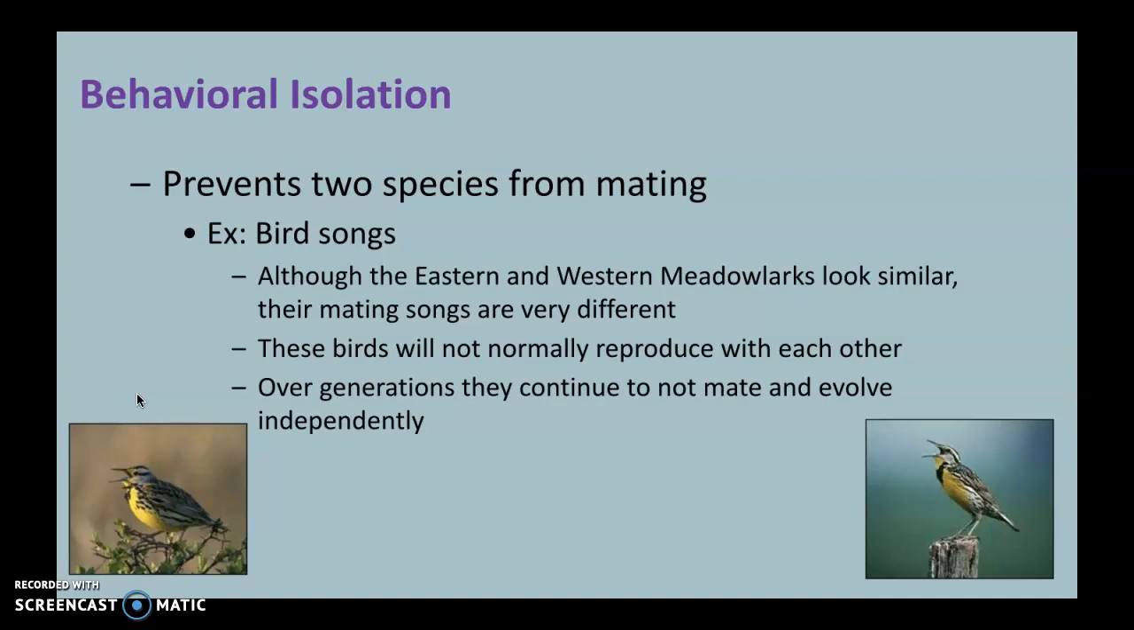Again, if you're separating yourself long enough and you start to have your own communication style, the chances of you breeding with somebody who has a different type of communication style are going to be very minimal. So although the eastern and the western meadowlarks look similar, their mating songs are very different. These birds won't normally reproduce with each other. So over generations, they continue to not mate, and eventually you end up with two different species.